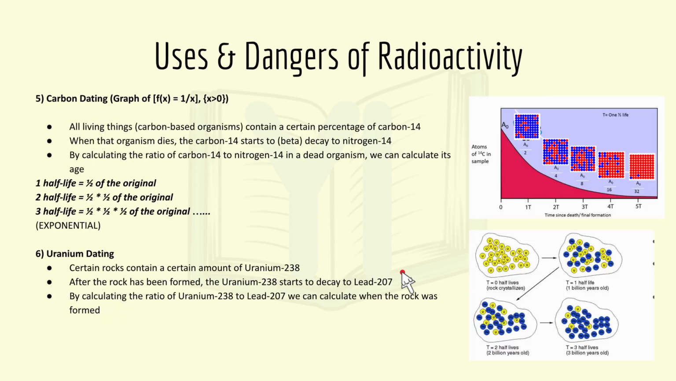So we'll move on now. We have carbon dating, which is a graph of f(x) equals 1 over x, and there's an asymptote over here and here, so it never touches the axis. You can read for yourself that all living things, which are carbon-based organisms, contain a certain percentage of carbon-14. And uranium dating, you can read for the uranium over here, and it decays, and decays.